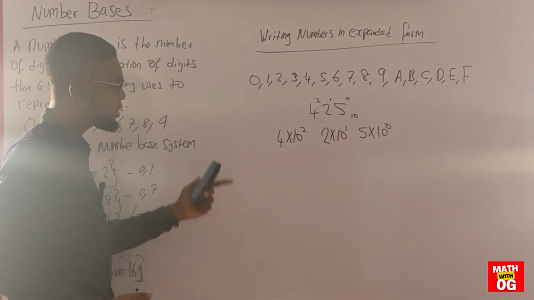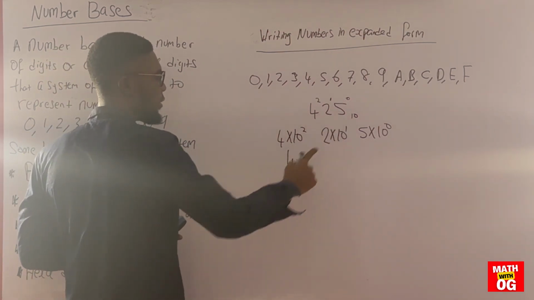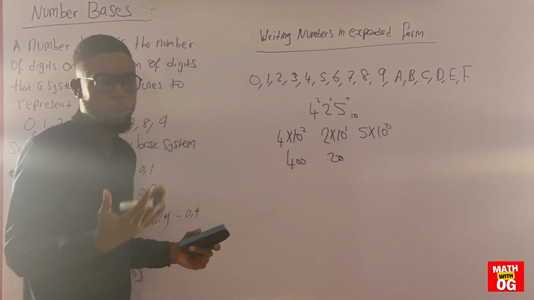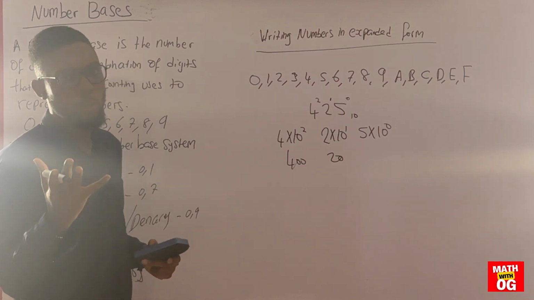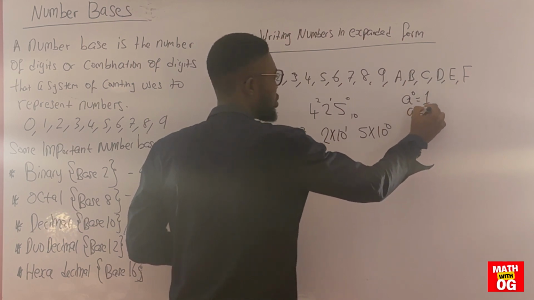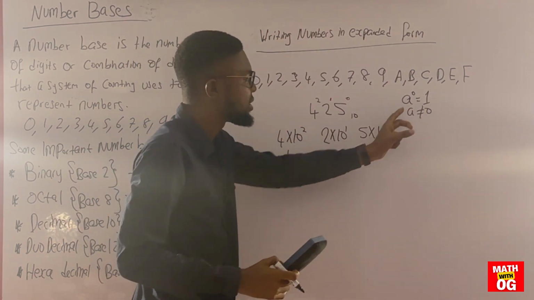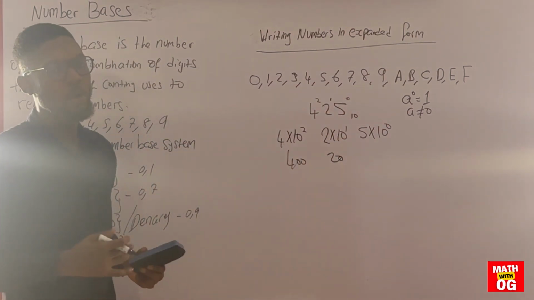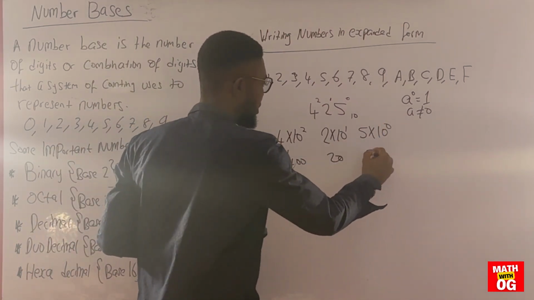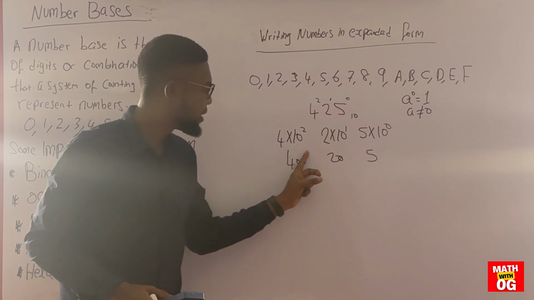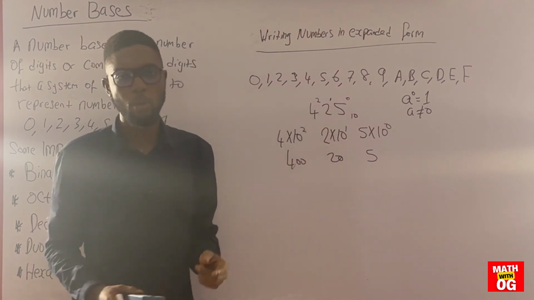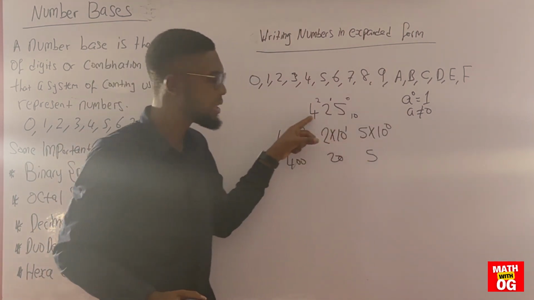10 raised to the power of 2 is 100. 100 times 4, 400. 10 raised to the power of 1 is 10. 10 times 2, 20. 10 raised to the power of 0 is 1. Any number raised to the power of 0 is 1, as long as that number is not 0. So I can write here, a raised to the power of 0 is always 1, as long as a is not equal to 0. So if a is equal to 0, a raised to the power of 0 cannot be 1. It will become indeterminate, meaning we cannot determine the value. 10 raised to the power of 0 is 1. 1 times 5 is 5. So this is the place value of 4, place value of 2, and place value of 5. If you add them up, it should give you back the number. But this is the number in its expanded form.